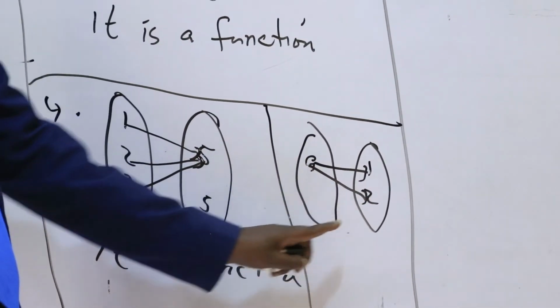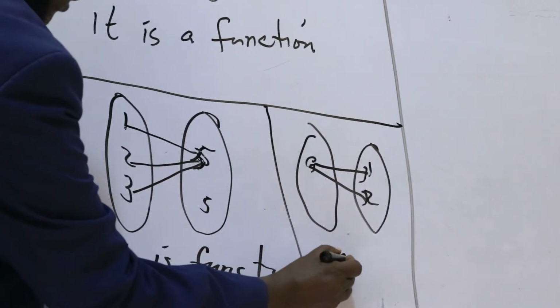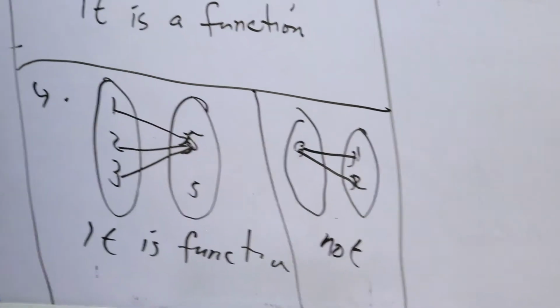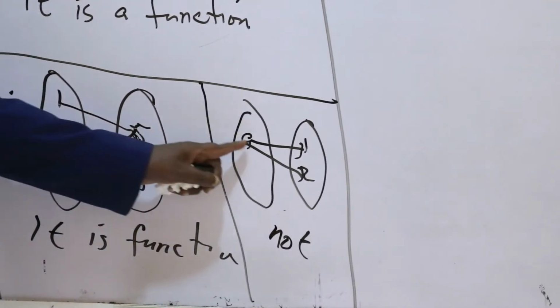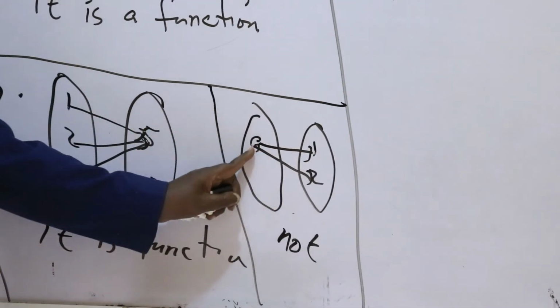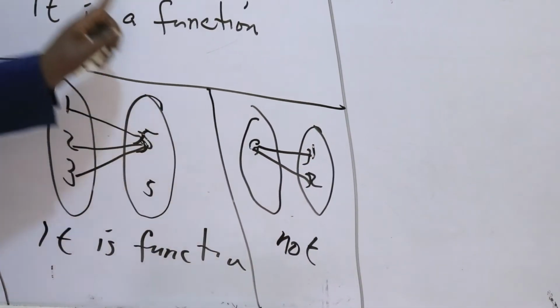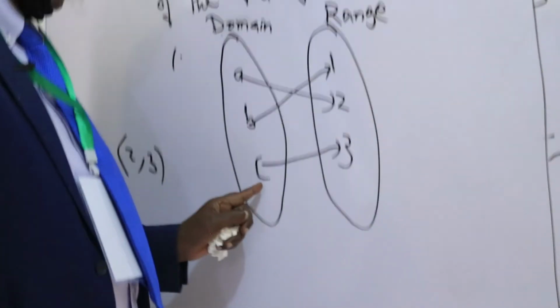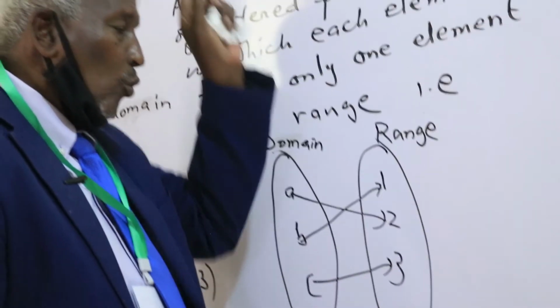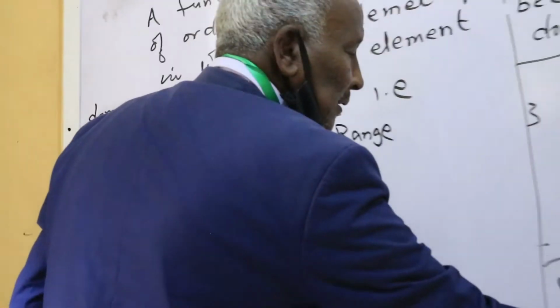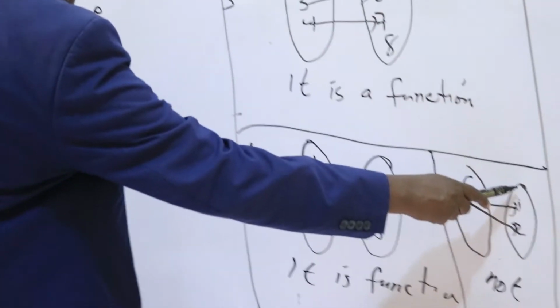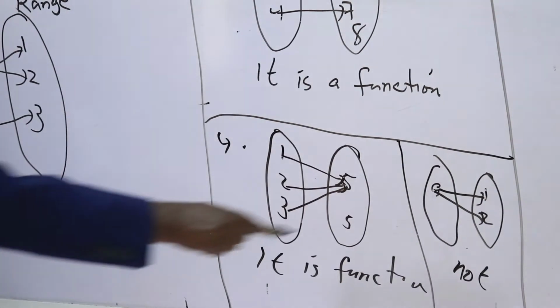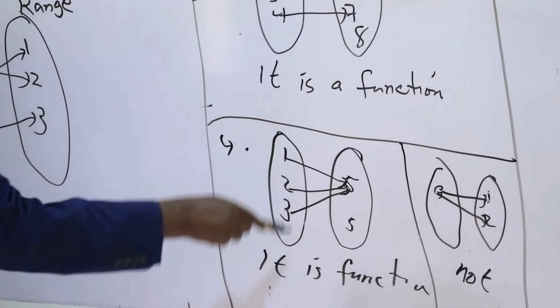Therefore this is not a function. Not a function. Each element of the domain takes only one, and this has taken 2 elements. Therefore this is not a function and this is a function.